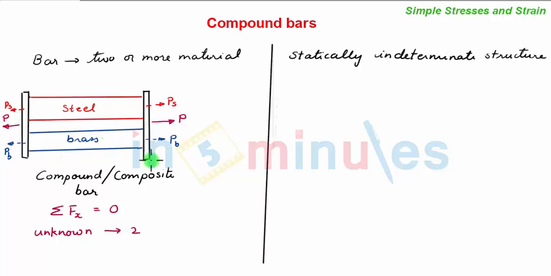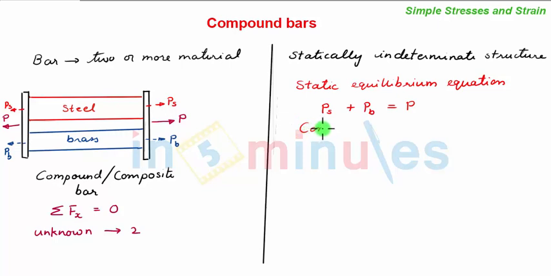Now for a statically indeterminate structure, applying the static equilibrium equation, which is a force balance equation, we get PS plus PB is equal to P. Since the load applied on this composite bar is a tensile load, the loads shared by the steel and brass bars will also be tensile. With the static equilibrium equation alone, we cannot solve this problem. We cannot determine the two loads developed in the steel and brass bars. So we make use of another equation called the compatibility equation, which is nothing but the deformation equation.